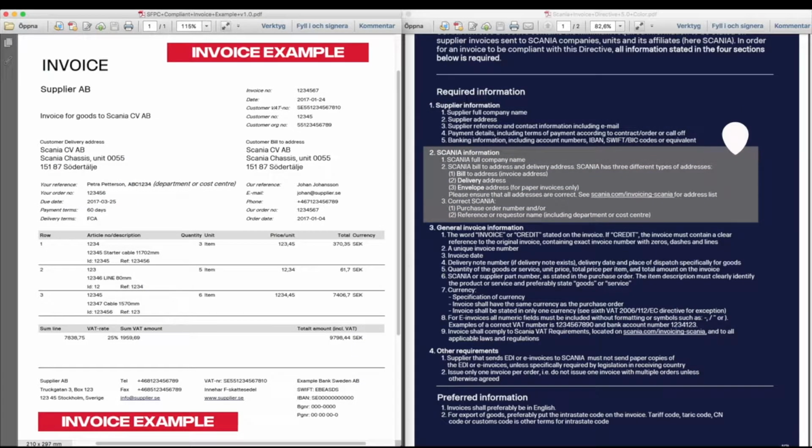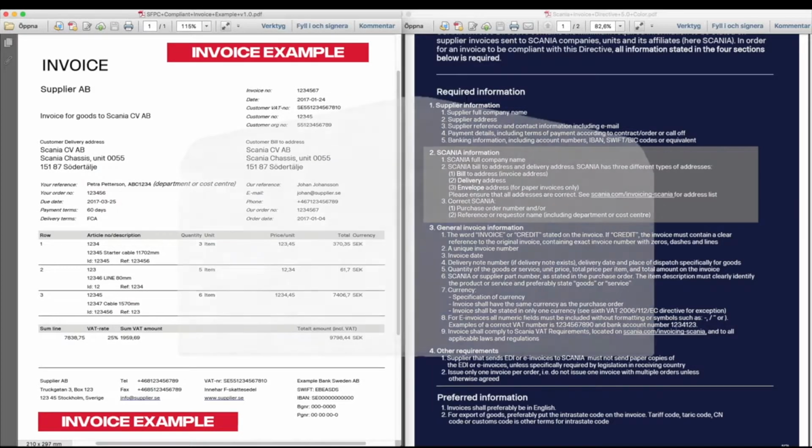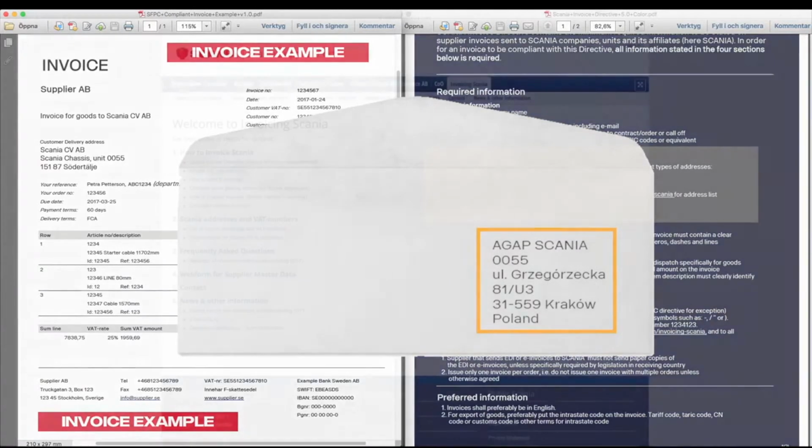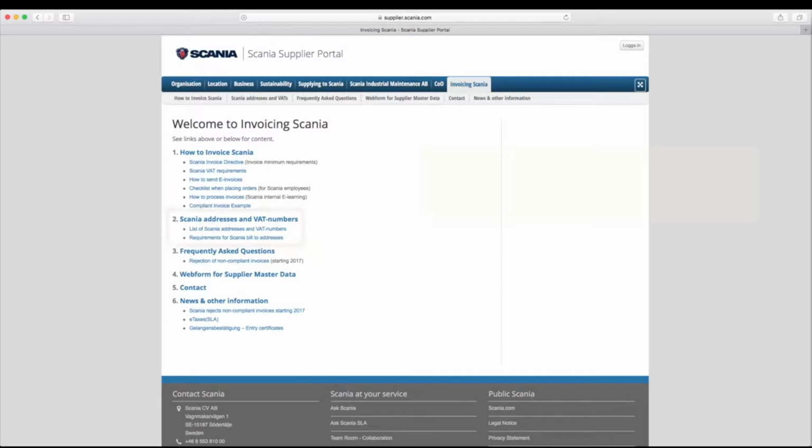The Scania information must include the company name and bill to address, as well as the delivery address. Since all Scania companies and units have different addresses, it is of utmost importance to include the correct Scania unit name and code. If you send paper invoices, you also need to add a separate envelope address to the same Scania company or unit. Go to Scania supplier portal to find all addresses.